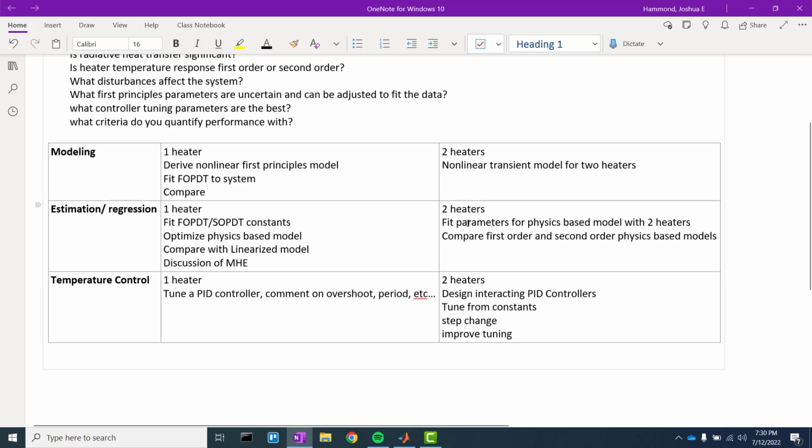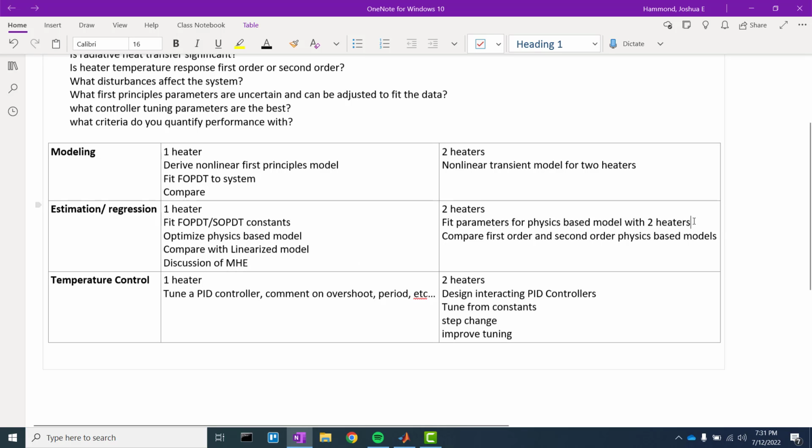So here's an overview of the objectives of the whole project. We'll derive a first principles model, a nonlinear first principles model. We'll look at FOPDT and we'll compare them. Then we'll go to two heaters and do something similar, deriving a nonlinear transient model for two heaters. For estimation and regression, we'll fit FOPDT and an SOPDT, and we'll optimize our physics-based model, compare with a linearized model, and we'll discuss briefly moving horizon estimation.